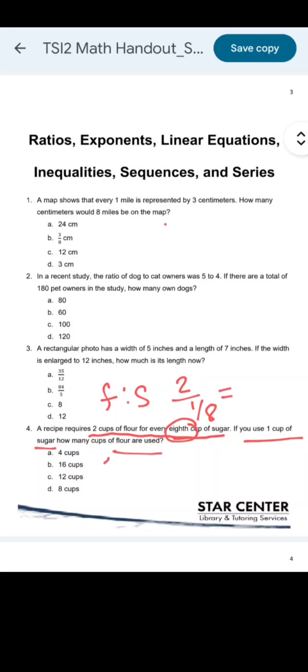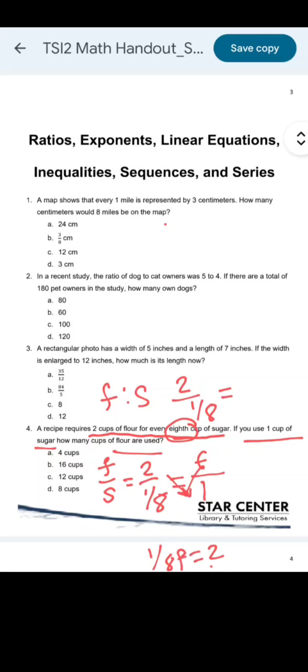So I'm doing flour to sugar. 2 over 1/8, fraction within a fraction. 1 goes at the bottom, and I'm looking for flour. If you are just like, well, I have not a clue what to do, go ahead and cross multiply and divide. So you have 2 times 1, which is 2, and then f times 1/8, which is 1/8 f.